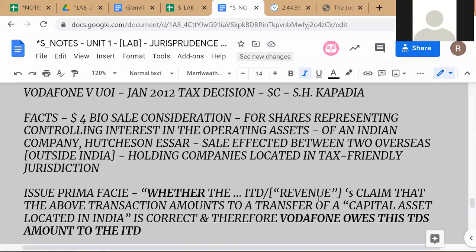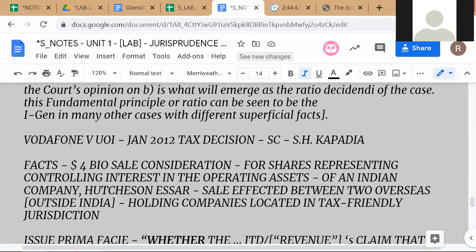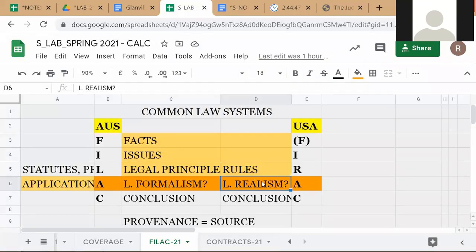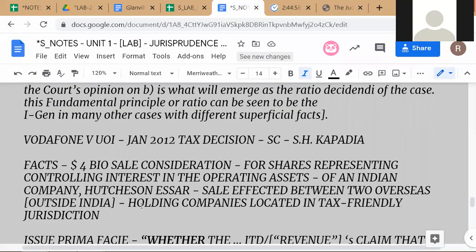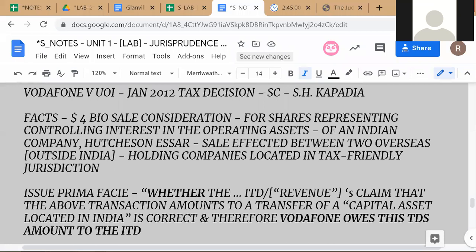So the Bombay High Court ruled in a manner which was not very formalistic. They said that essentially they're trying to avoid tax, and so Vodafone lost the case in the Bombay High Court. The Bombay High Court applied more of a legal realism kind of approach, but certainly not a formalistic approach, and they ruled against Vodafone, saying they should pay tax. They tried to look through the surface of the transaction between the overseas companies and asked, what is the purpose of this transaction? The purpose is to transfer the controlling interest of the local operating assets, and therefore this should be treated as a transfer of a capital asset located in India.